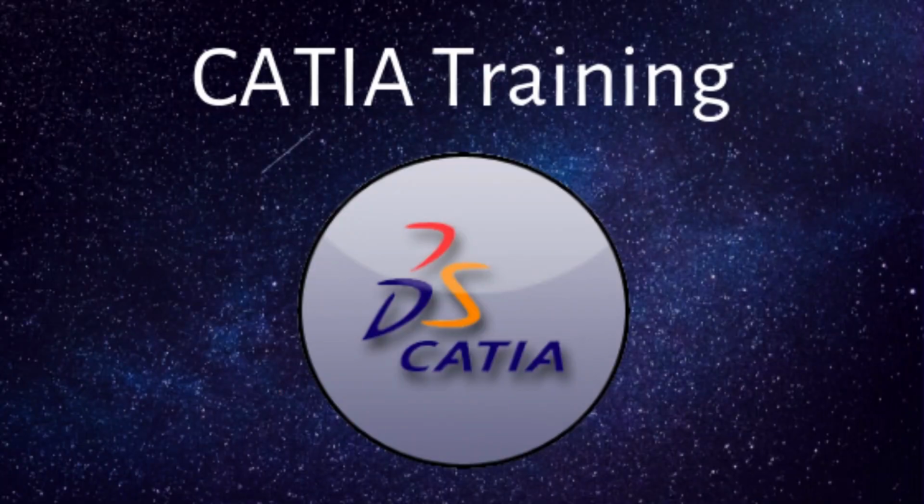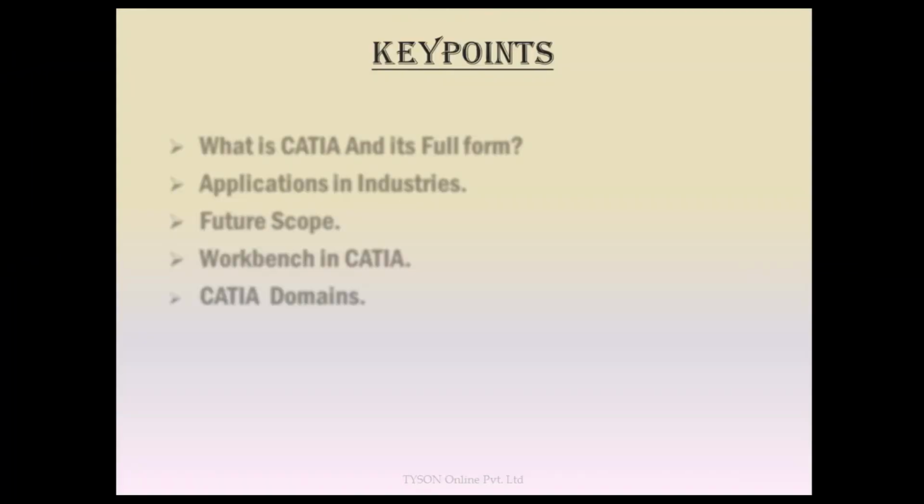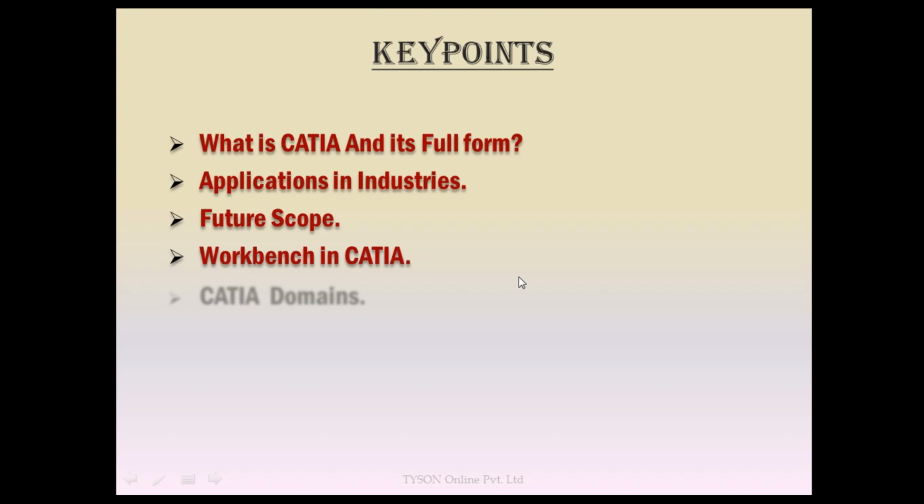So let's get started. We will see some key points and then we'll discuss them in detail. These are the key points of today's session. What is CATIA and its full form? Application of CATIA in industries, future scope for CATIA, different workbenches in CATIA, and CATIA domains. This is a very important point, CATIA domains.